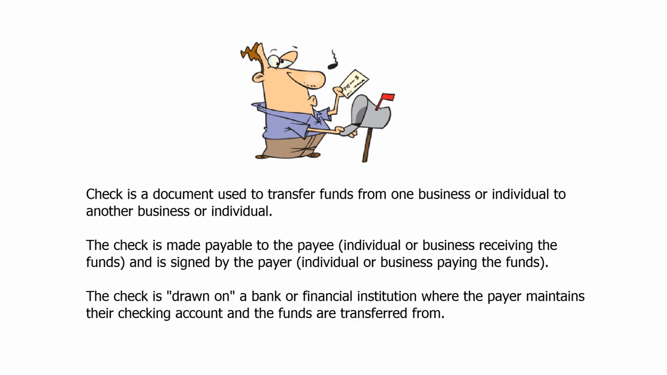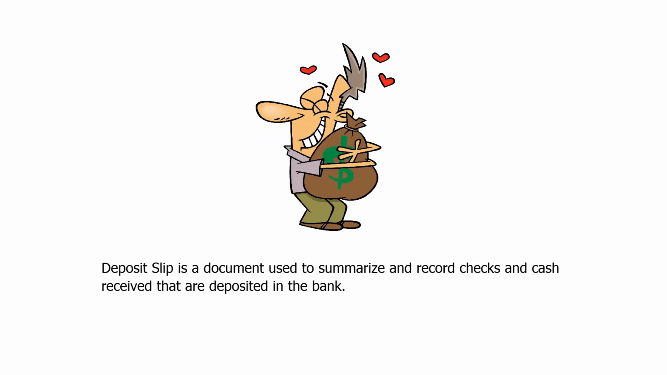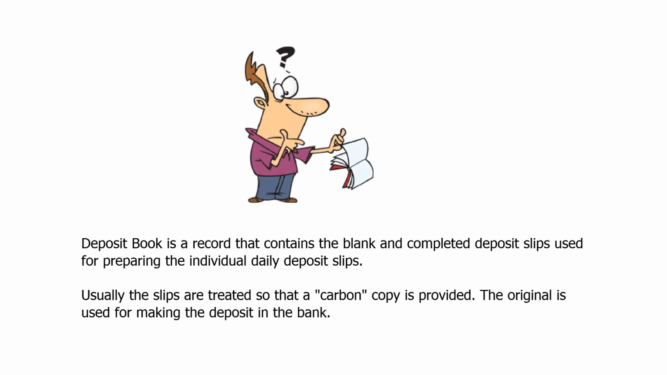Deposit slip is a document used to summarize and record checks and cash received that are deposited in the bank. Deposit book is a record that contains the blank and completed deposit slips used for preparing the individual daily deposit slips. Usually the slips are treated so that a carbon copy is provided. The original is used for making the deposit in the bank.